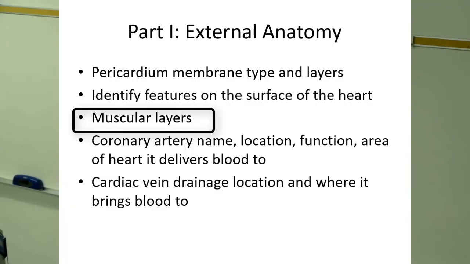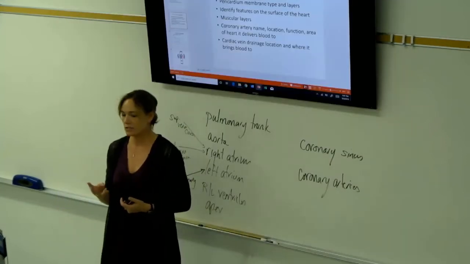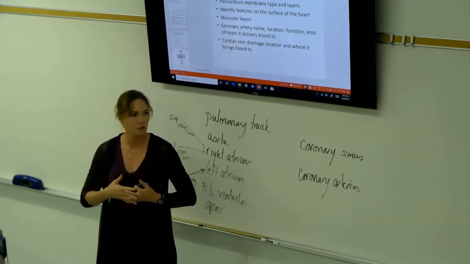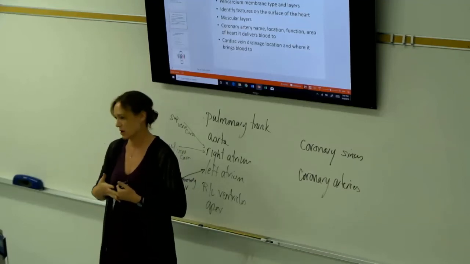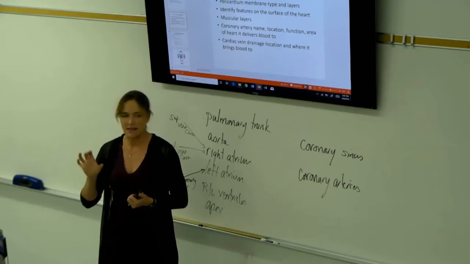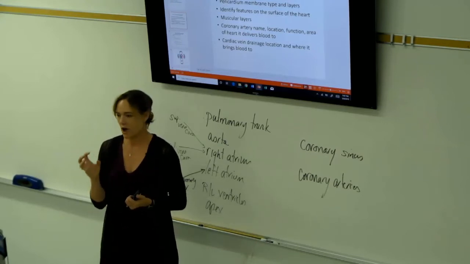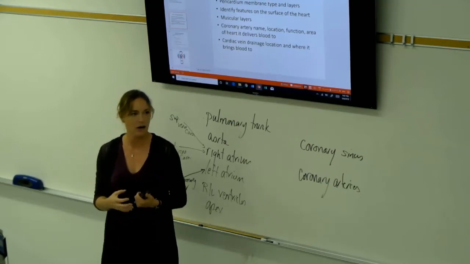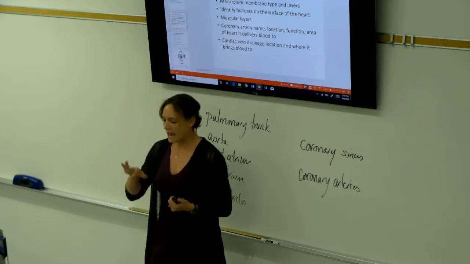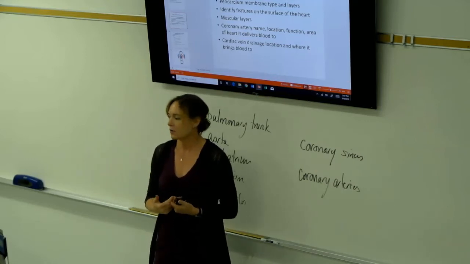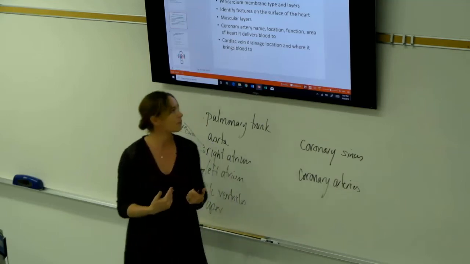The muscular layers of the heart have three main layers. The outermost layer is known as the epicardium. It is fused with the visceral pericardium. Then there is the myocardium. It is the vast majority of the heart tissue. It is the contractile cells of the heart. Then the innermost layer that's actually touching the blood, lining the chambers, is known as the endocardium.